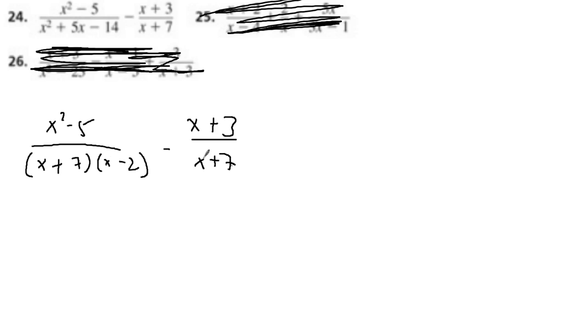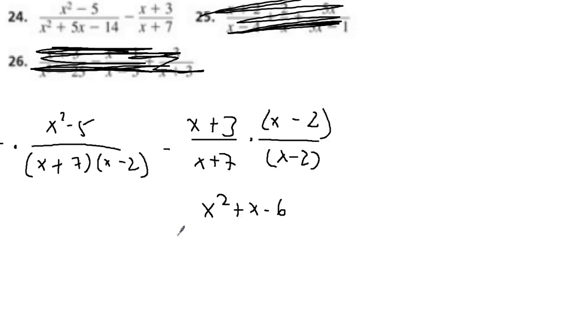What does the other side not have from the other fraction? It has everything, so you don't have to multiply anything. You can just multiply by 1 over 1. You don't have to multiply by anything because it has everything, right? So we're going to multiply by x minus 2 on the other side, right? So x plus 3 times x minus 2 is x squared plus x minus 6, right?